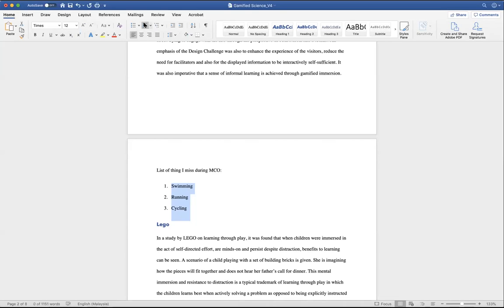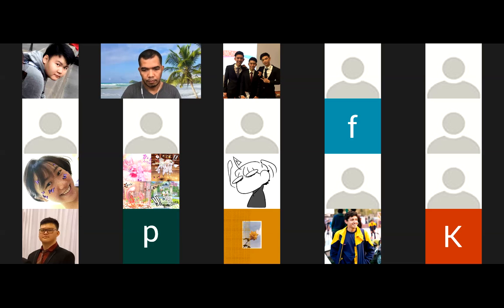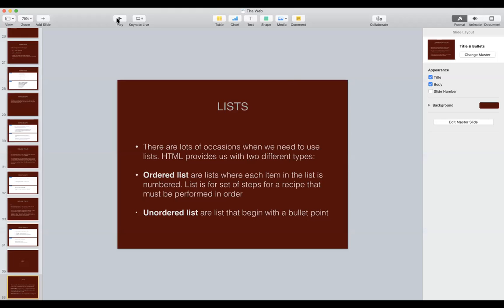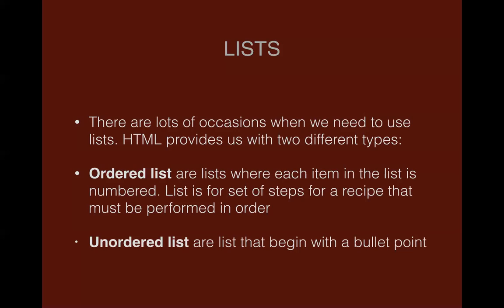But if you want to do that in a web document, you have to use either an unordered list or an ordered list. There are lots of occasions when you need to use a list. HTML provides us with two different types of lists.